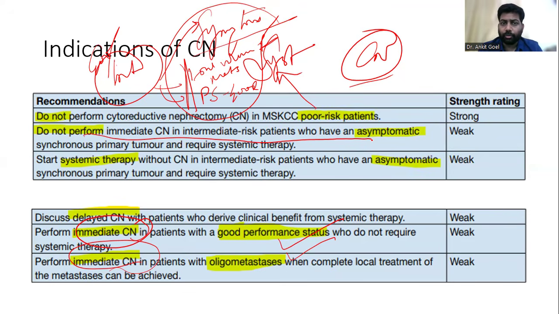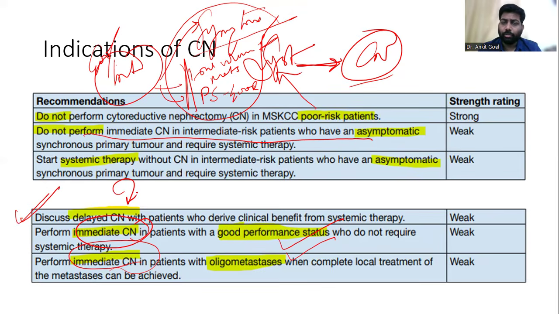Now, in all the other scenarios, if a high volume of metastasis is present, if the patient is asymptomatic, or if the patient has a bad performance status, okay, those patients you offer systemic therapy followed by deferred cytoreductive nephrectomy. Now, how do you decide after a systemic therapy whether the patient should receive a cytoreductive nephrectomy or not? You offer a delayed cytoreductive nephrectomy only if the patient has responded to systemic therapy. So this is important.